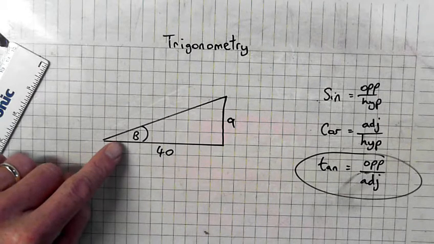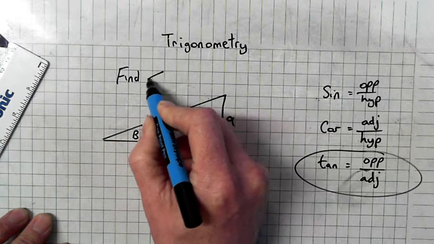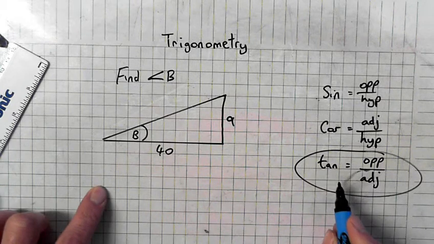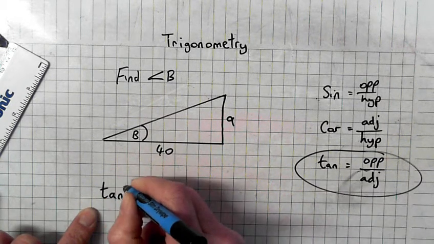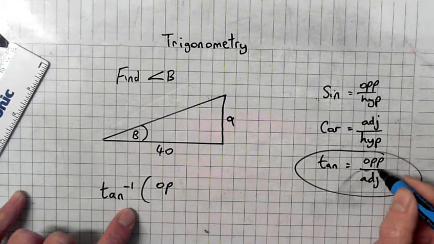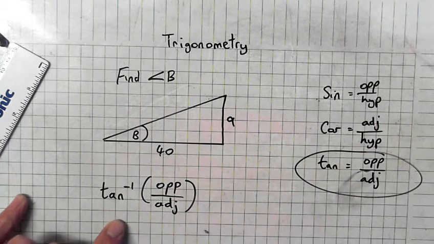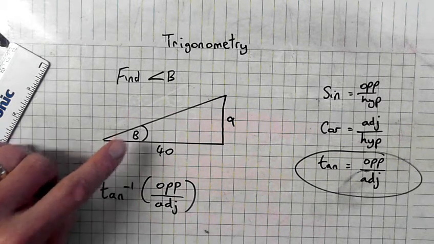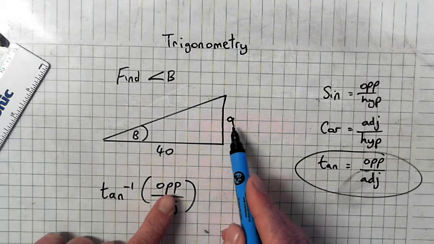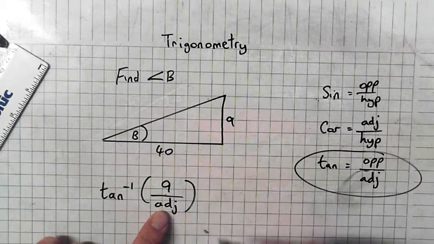And remember, when I'm finding the angle, so if I'm finding angle B, that sign means the angle B. Alright, so I need to use this one. When I'm finding the angle, I use a thing called tan inverse. Same formula, opposite over adjacent. So tan inverse B, I'm finding. So the opposite is 9 there, and the adjacent is 40.